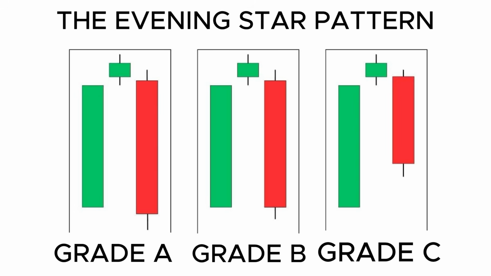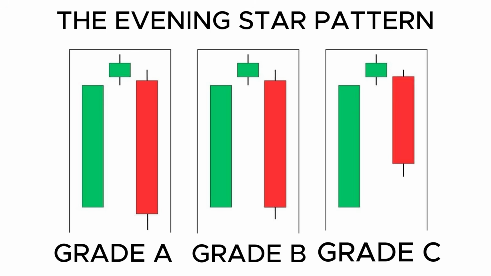Grade A. The bearish candle fully engulfs the first bullish candle. Occurs at a key resistance level. High volume on the bearish candle. Grade B. The bearish candle is strong but doesn't fully engulf the first candle. Moderate resistance level. Average volume on the last candle.